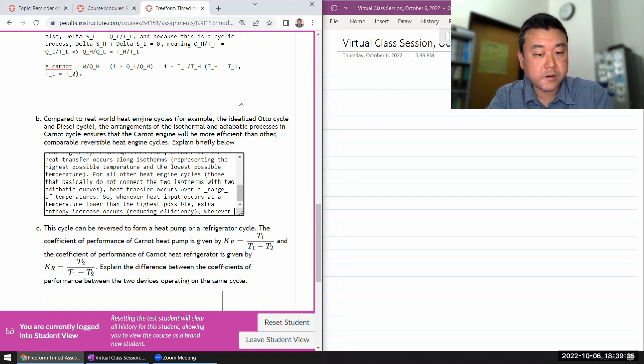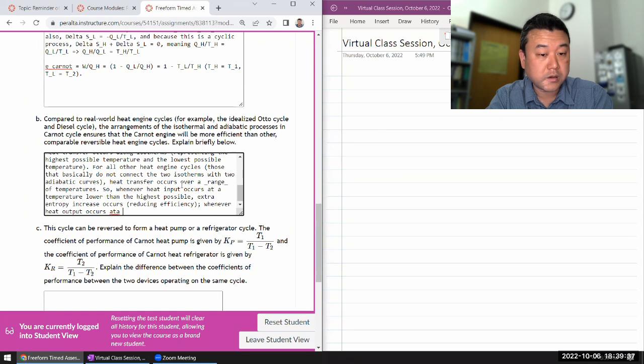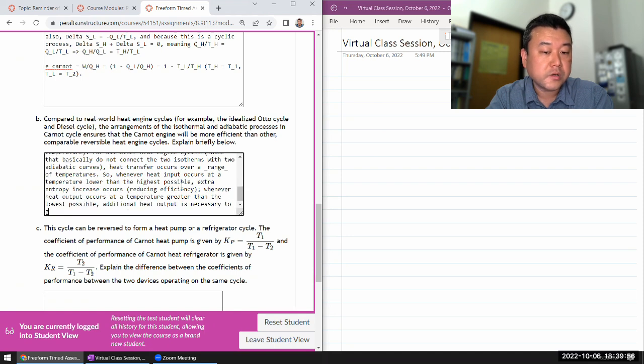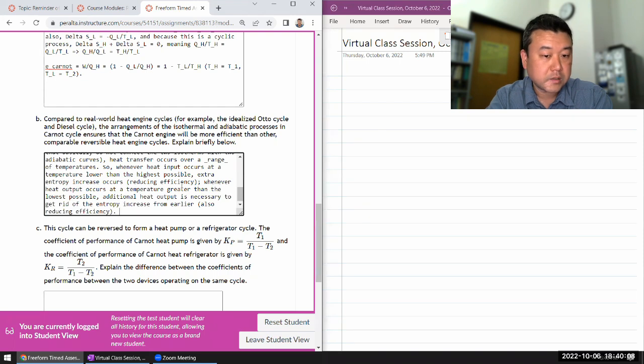And whenever heat output occurs at a temperature greater than the lowest possible, additional heat output is necessary to get rid of the entropy increase from earlier, also reducing efficiency.